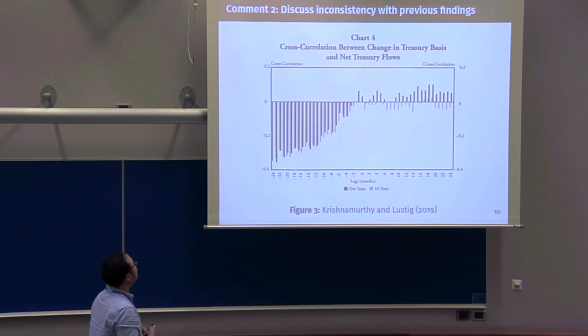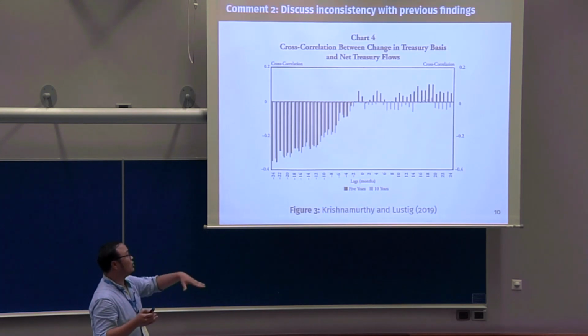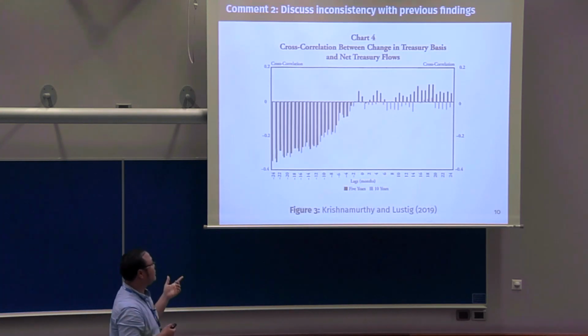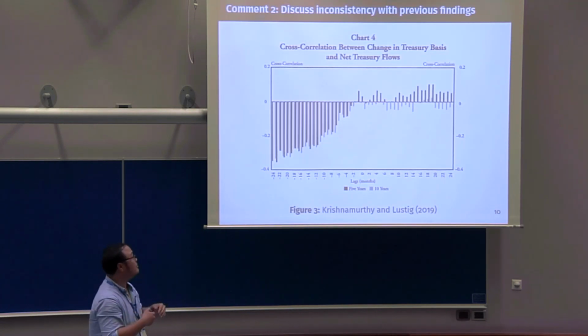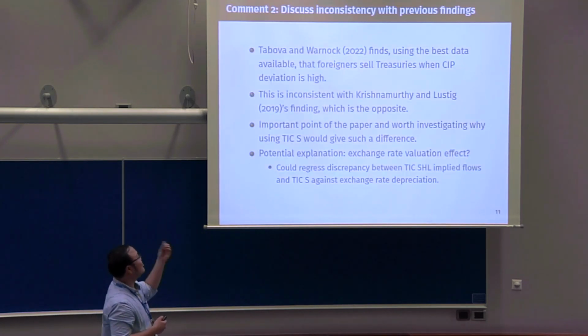Okay, and then I want to push the authors a little bit more in terms of discussing their inconsistency with previous findings. This is not to say that I distrust the current paper's finding or the previous one, but I think there are things about the data that we can learn here about what's causing this difference. This is a chart taken from Krishnamurthy and Lustig, 2019, and basically they plot the correlation between net treasury flows and treasury basis. What they define as treasury basis here is the negative of the CIP deviation in this paper. But basically they find the opposite.